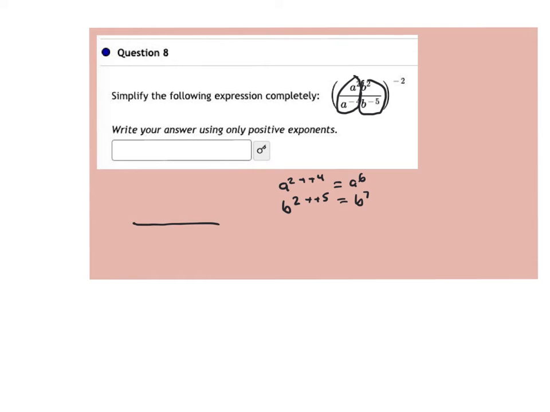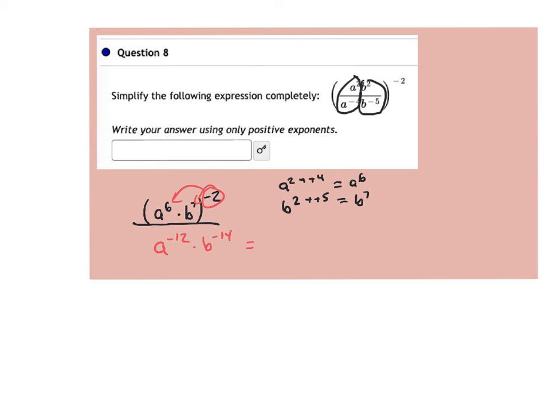So since both of these are positive exponents, it's just going to be a to the 6th times b to the 7th, all of that raised to the -2 power. Now, when I raise it to the -2 power, I have to distribute this and multiply those exponents. So that will be a to the -12 times b to the -14.